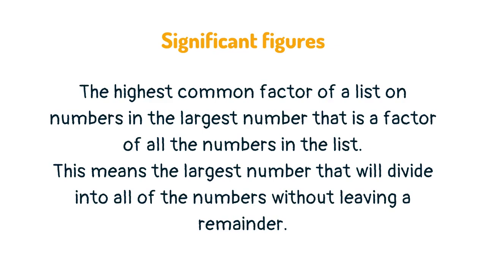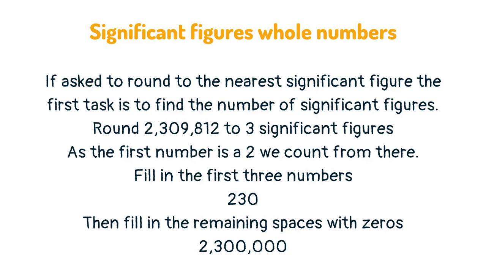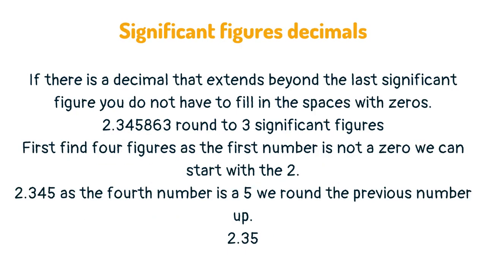If asked to round to the nearest significant figure, the first task is to find the number of significant figures. Round 2,309,812 to 3 significant figures. The first number is a 2. We count from there. Fill in the first 3 numbers, 230, then fill in the remaining spaces with zeros. This gives 2,300,000. If there is a decimal that extends beyond the last significant figure, you do not have to fill in the spaces with zeros.